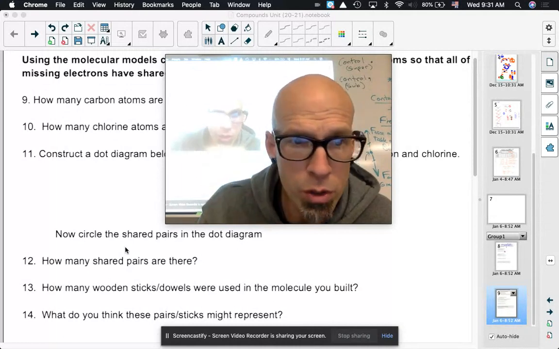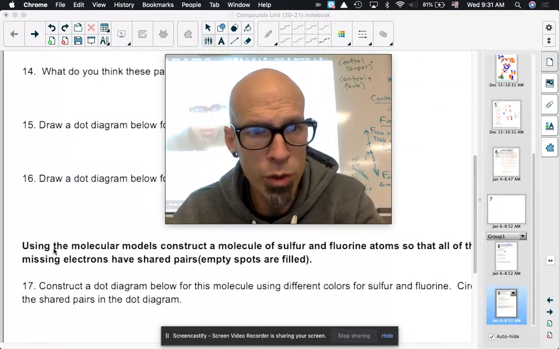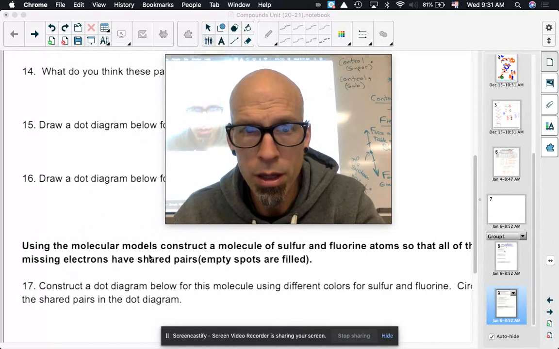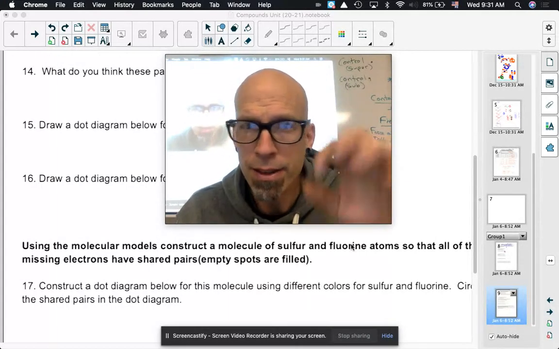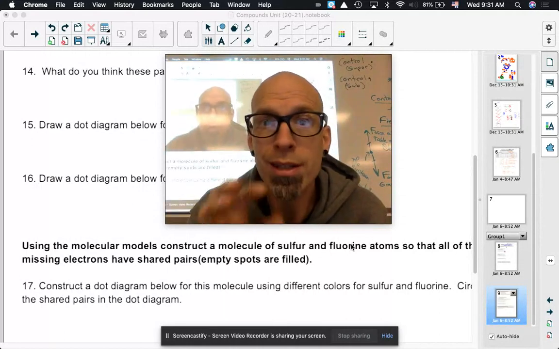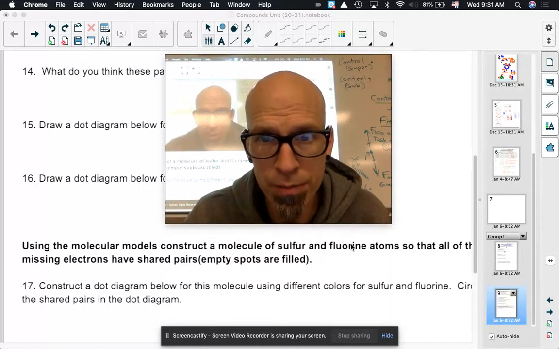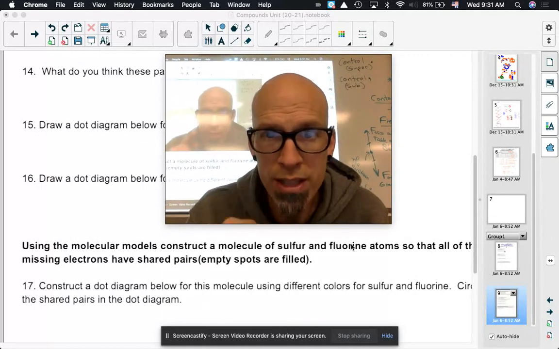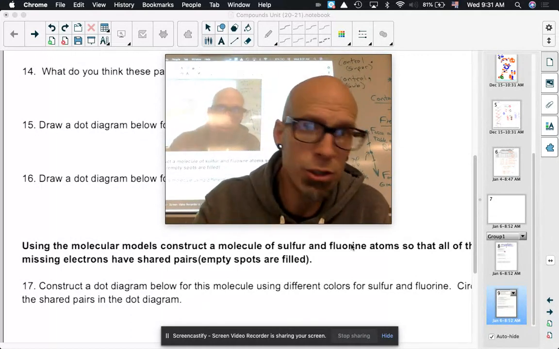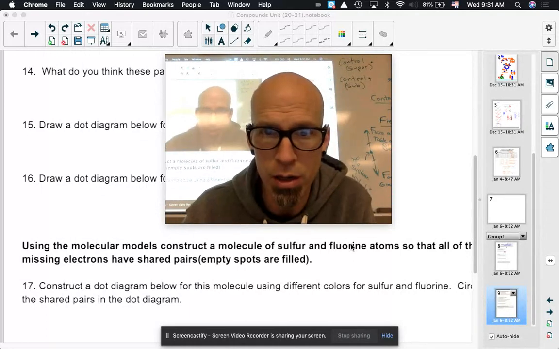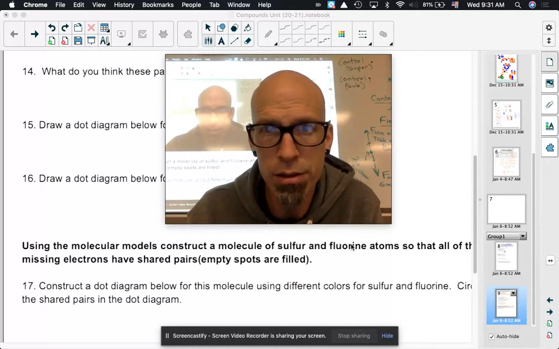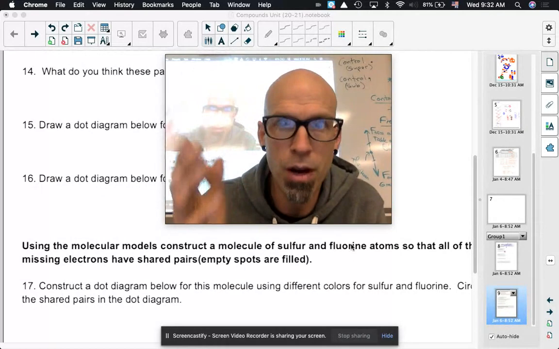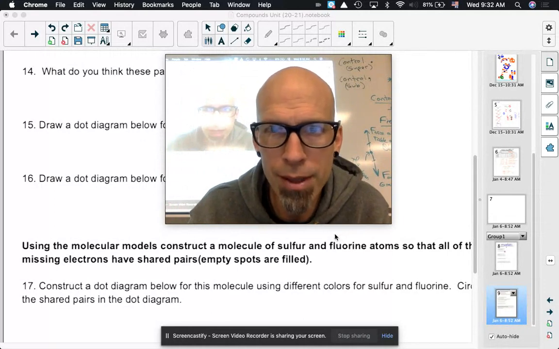And then I'll show you what the model would be for the sulfur and fluorine. I'll show you that, and then you'll see all of the answers. But I want you to attempt and try this first, okay? Try this first, and then when this assignment is due, I'll post an answer video for it that you can go through, which will probably be Friday. Everybody got that?